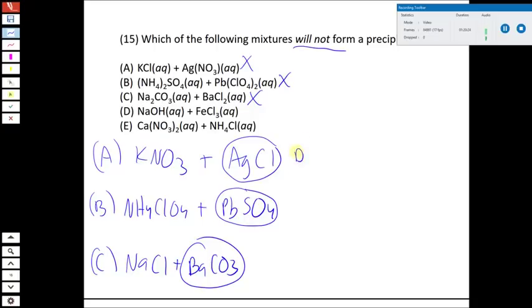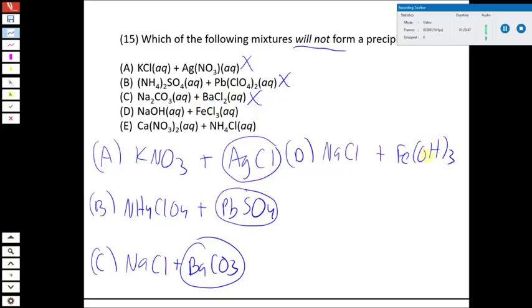Choice D, sodium hydroxide, iron chloride. So we get sodium paired with chloride again, so sodium chloride would be one of the products for this one as well. And then we get iron paired with hydroxide, which is iron 3 plus in this case because it's 3 Cl minuses, that's 3 plus charge, so it's going to be Fe(OH)3.